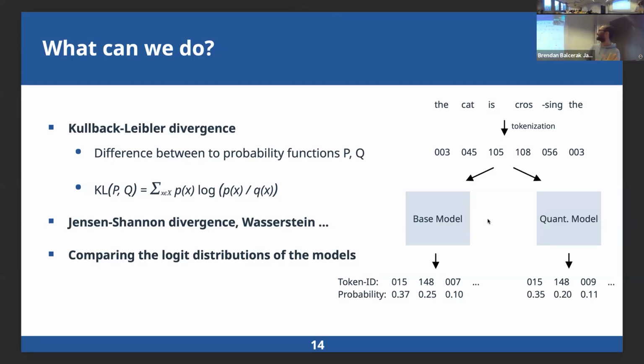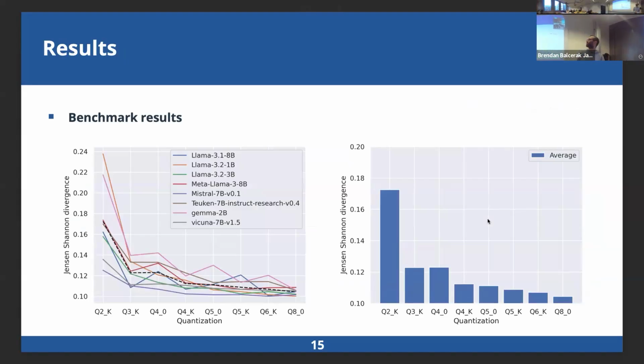Just to clarify that once again. So we have maybe the input tokens, like "the cat is crossing", these are converted into token IDs, just numbers. They go through the model. And the model then predicts, once again, token IDs or token ID distributions. So we have probabilities for each of these tokens. And now we can compare these probability distributions between the base model and the quantized model. And for this, we have different measures. We can have a look at the Kullback-Leibler divergence. We can use the Jensen-Shannon divergence or Wasserstein distance. There are lots of metrics we can use here. And what happens if we apply them to our problem?